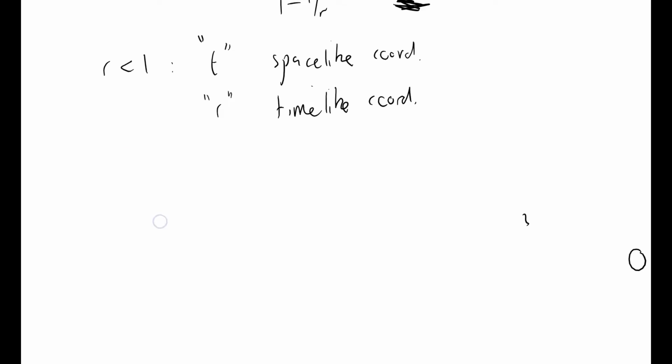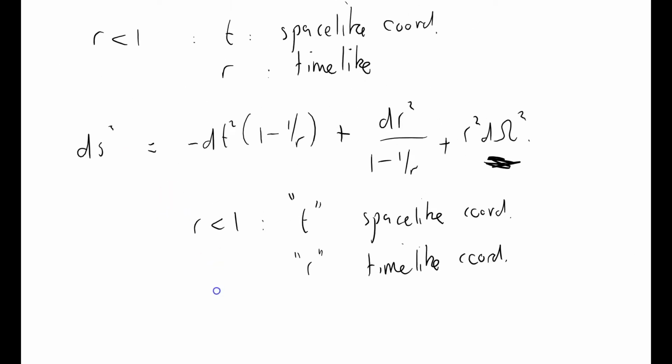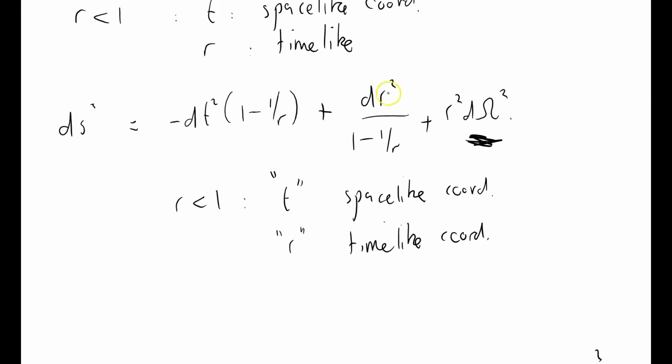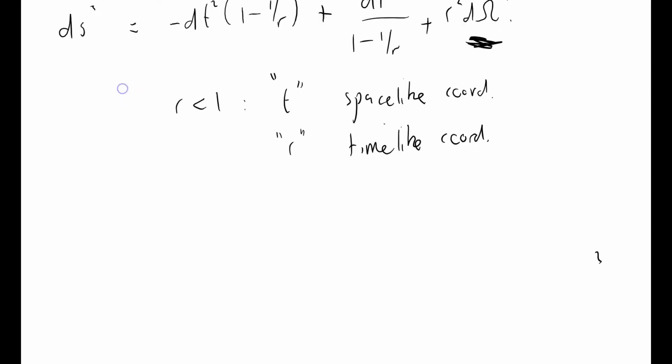General relativity, step by step. Now last time I was looking at what happens when r is less than 1, and the nature of the space-like and time-like coordinates swapped from being t and r to being r and t, which is a little bit odd. We're going to investigate what exactly that means in this and subsequent screencasts.